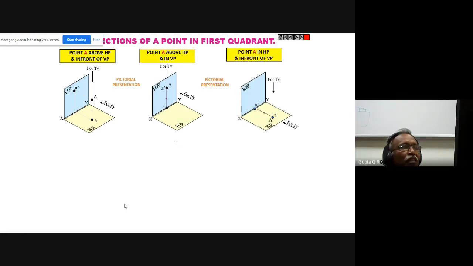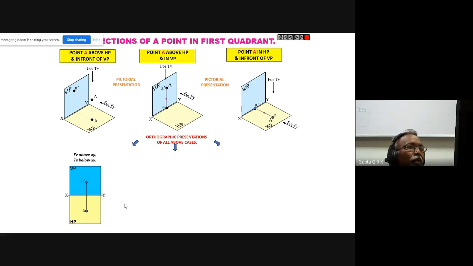So see all the three situations. The point above HP and in front of VP, the projection comes like this: A dash above, A below. And a point A above HP and in the VP. In the VP means top view comes on the XY, and because it is above HP, front view comes above.